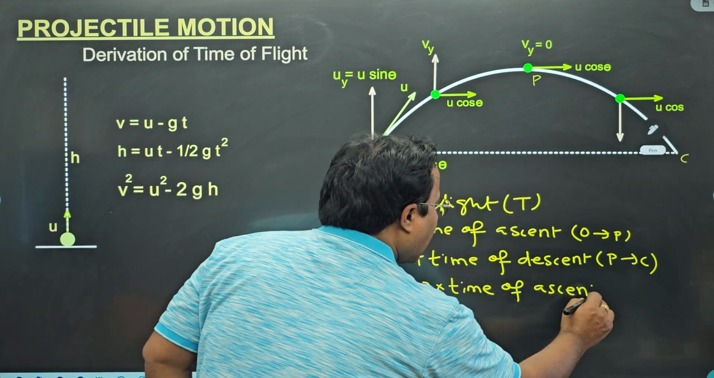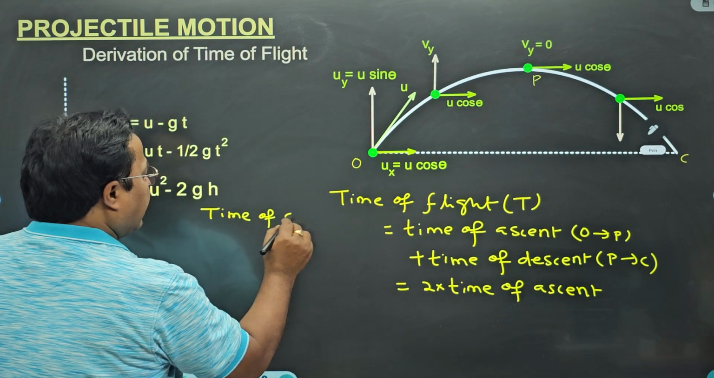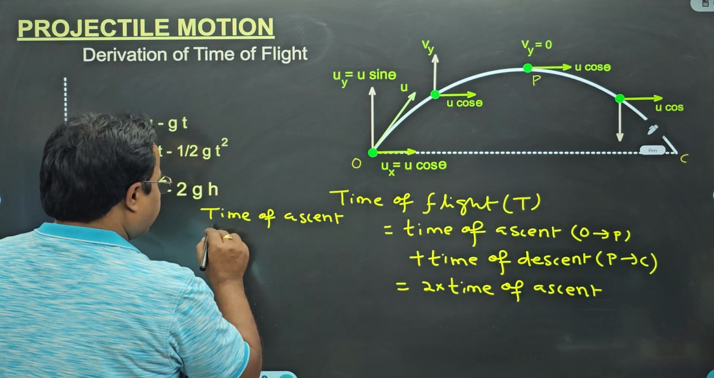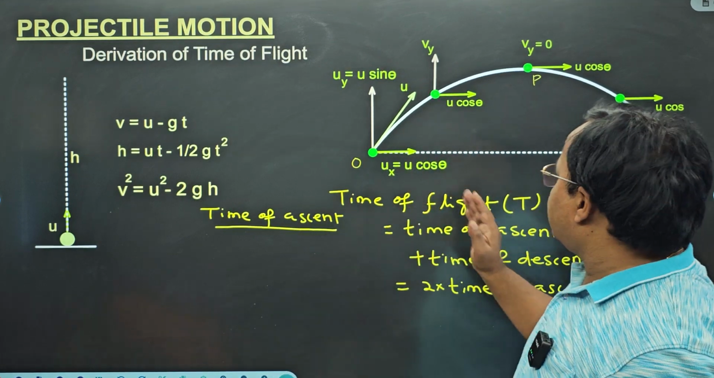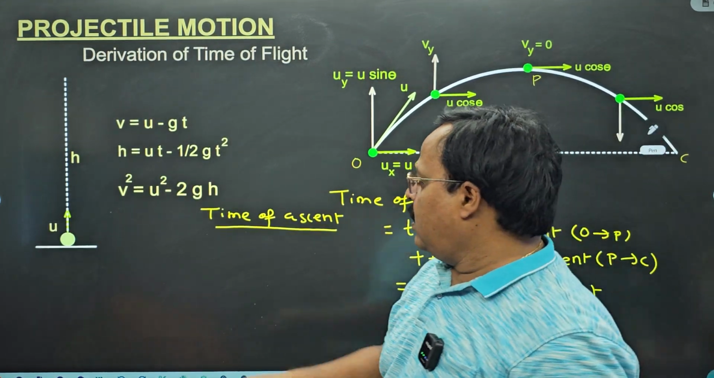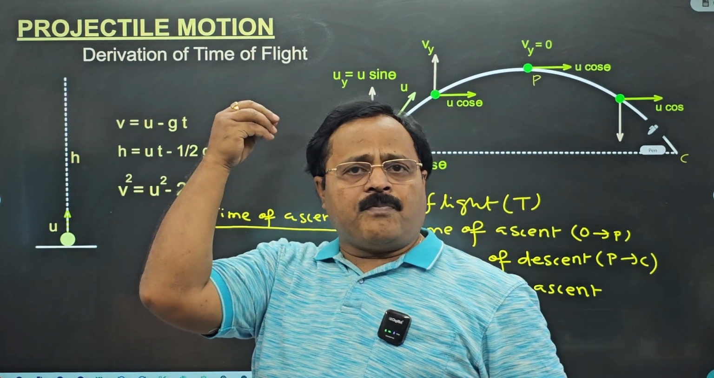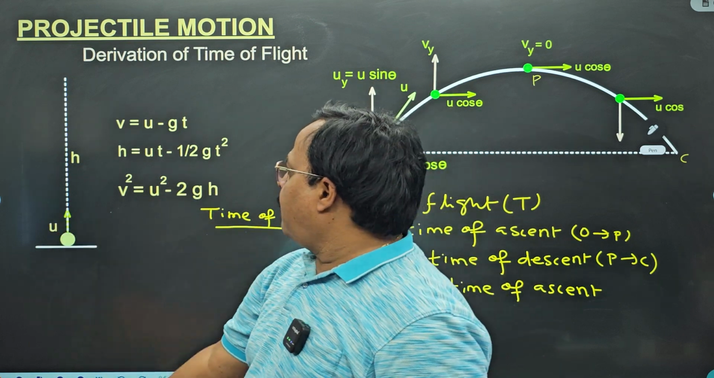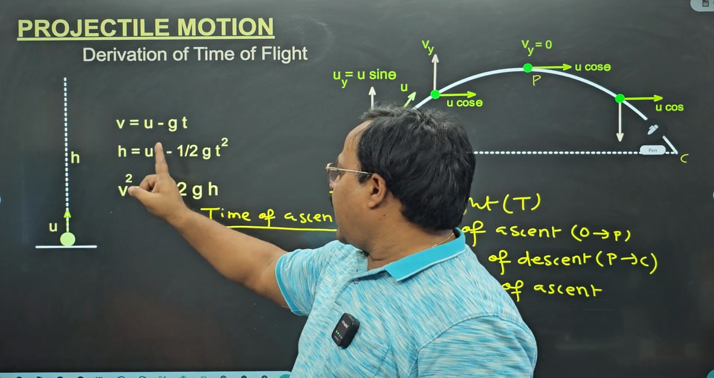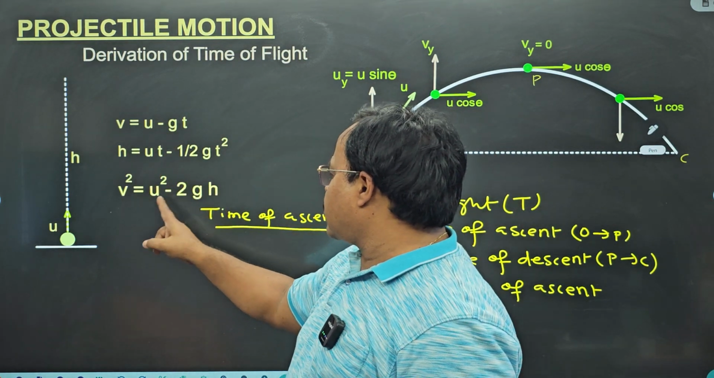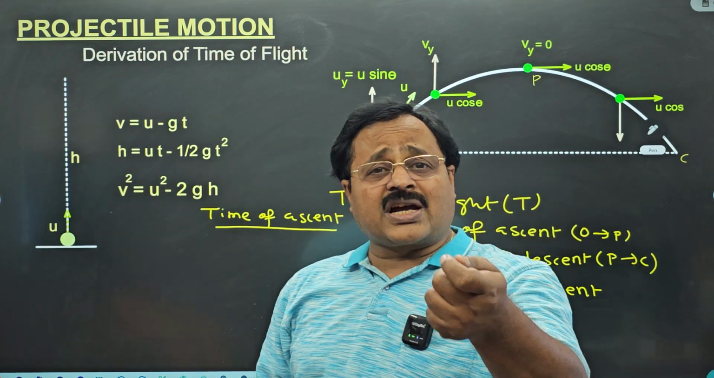Then the question comes, how to find the expression for time of ascent? My dear students, as the vertical motion of a projectile is similar to a body thrown vertically upward, we can use the equations of kinematics for vertically upward motion. What are the equations of kinematics? V is equal to U minus GT, H is equal to UT minus half GT square, V square is equal to U square minus 2GS. But we have to use the expression which contains time.